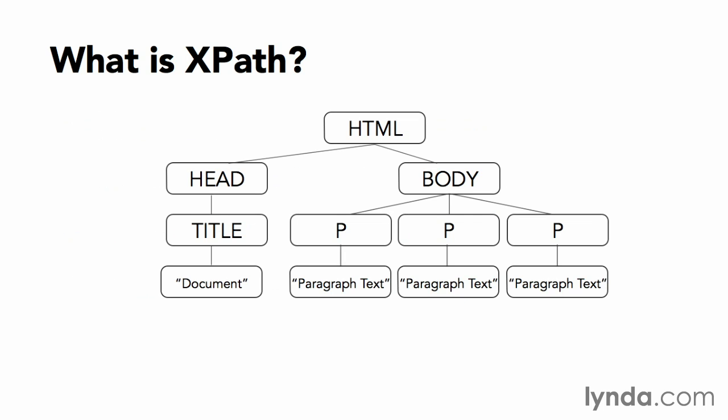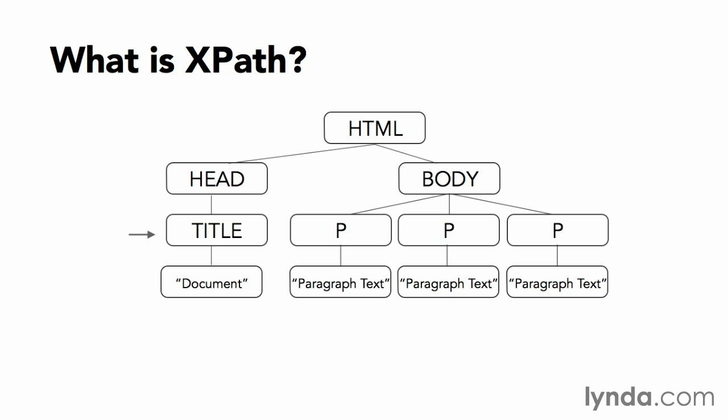Probably the best way to see what I mean by defining a path into a document is to take a look at a real example. Suppose we had an HTML document represented in tree form like this. Now, suppose we wanted to get a reference to this title tag right here. We could define a path into the XML content by writing something like this: /html, and then another slash, and then head, and then another slash, and then title. That essentially means starting at the HTML tag, go down to the head tag, and then go down to the title tag.